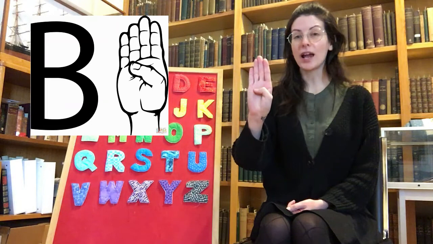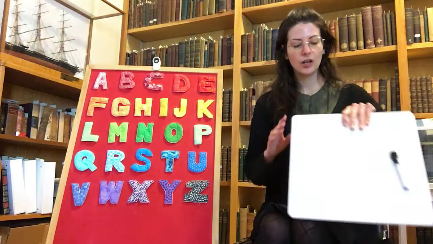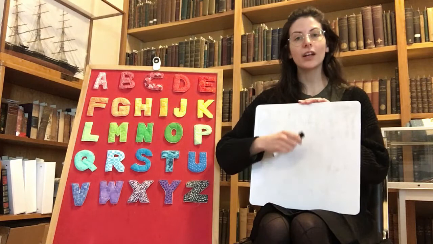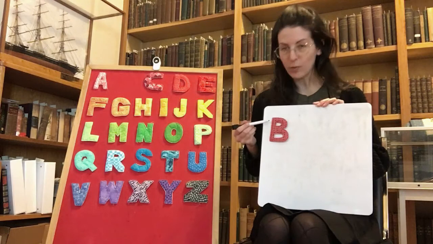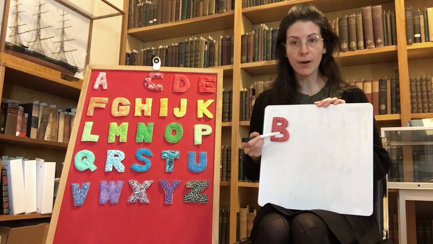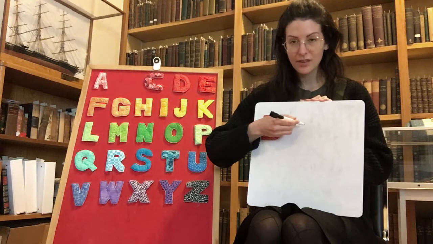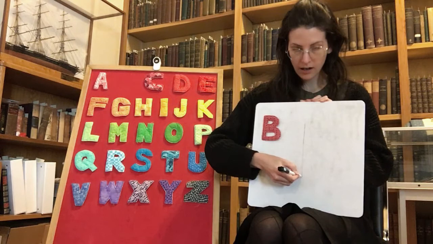Can we practice writing the letter B? If you have a piece of paper and a pencil, you can practice using that. But if you don't, you can practice using your finger. Let's walk through the letter B together. For B, we want to make a straight line down and two bumps coming off of that line. Let's try together. So a straight line down, and then we want two bumps coming off the straight line.